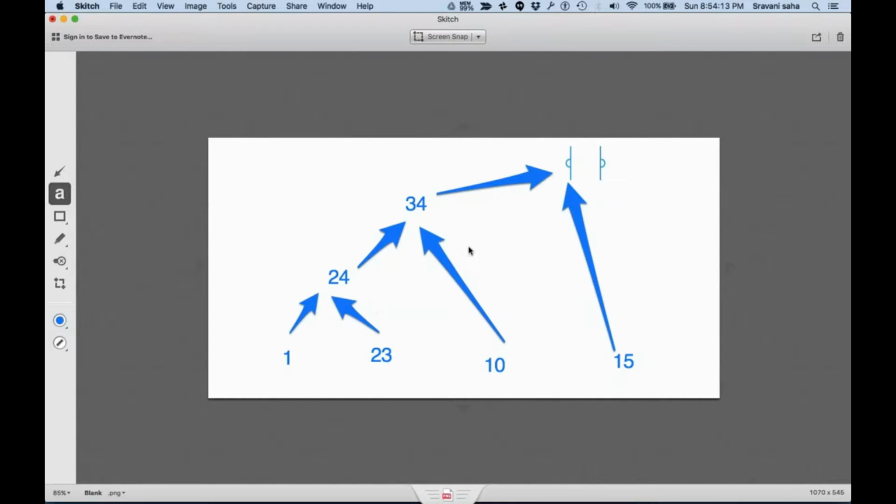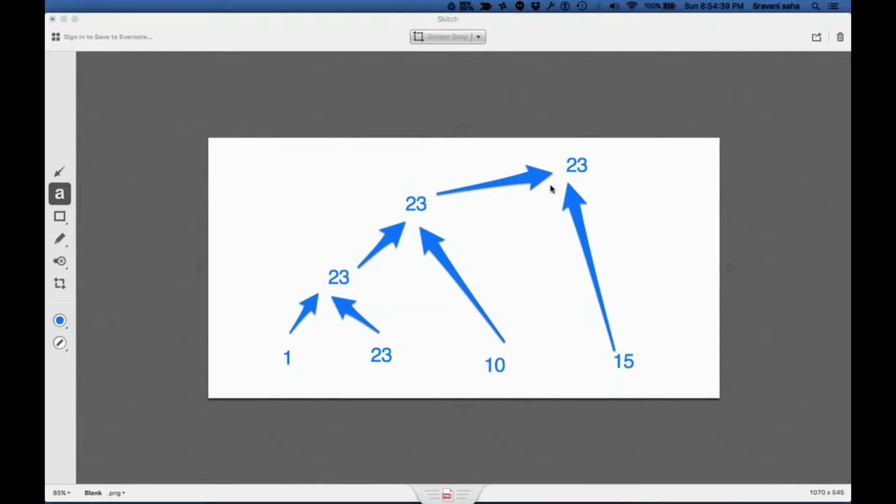Similarly, let's say we were doing the max. The max of all of these will be 23, no matter from where you start counting. For example, the max of 1 and 23 is 23. Max of 23 and 10 is 23, and max of 23 and 15 is 23. No matter in what way you apply max, min or summation, you always get the same answer.